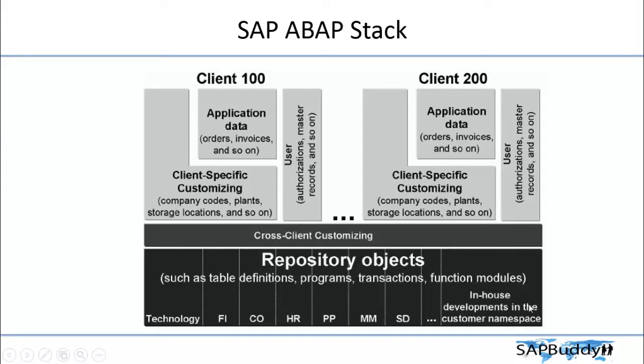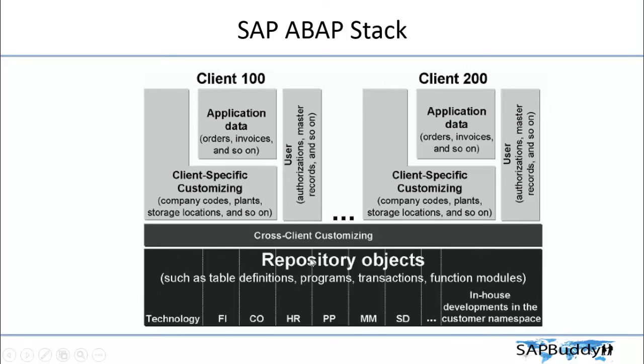Then let's come to repository objects. What are repository objects? The repository objects are like table definitions, programs, transactions, and function modules. What is table definition? Table definition means the structure of a specific table, how the table is being created. For example, what are all the fields it has, what is the characteristic of each field, what is the length, and so on. So the table definition is a cross-client object. The repository objects are cross-client objects.